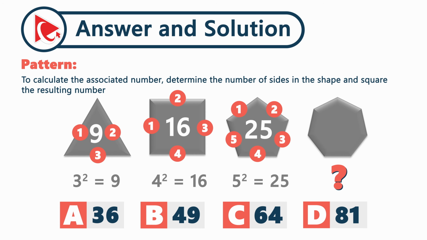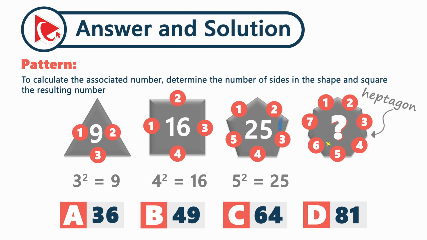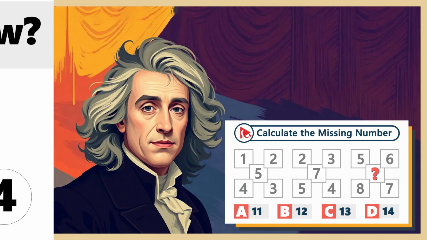The fourth shape has 7 sides, and the shape with 7 sides is called heptagon. And now is the time to calculate the magic number. 7 squared equals 49. So the correct answer here is choice B, 49.